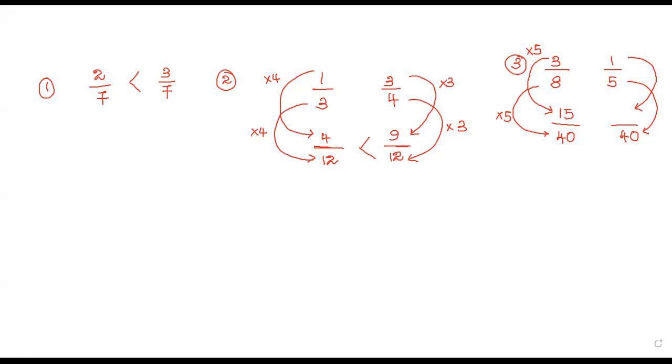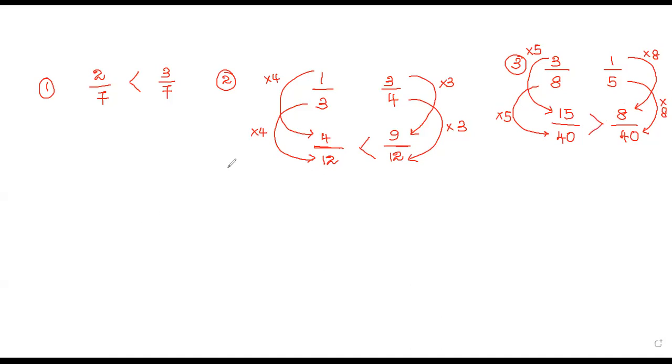How? You want to multiply it by 8. So then you want to do the same thing to the numerator. 1 also multiply by 8. So then this will be the answer. You can see that the 15 over 40 is bigger than 8 over 40.